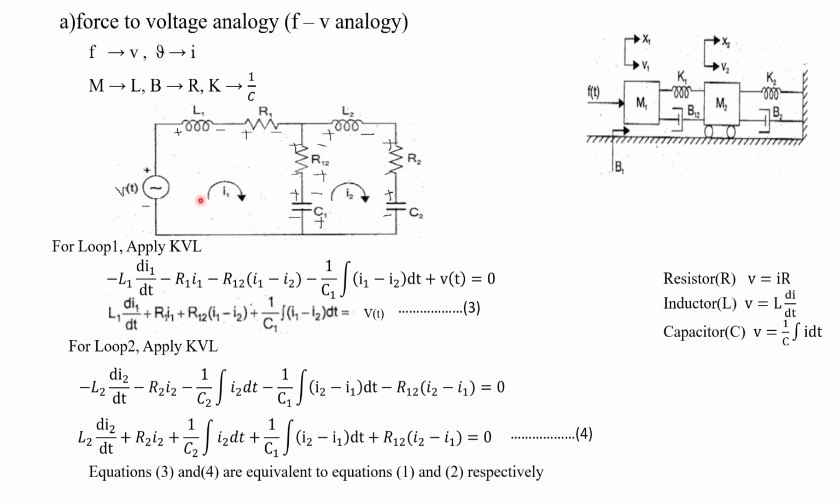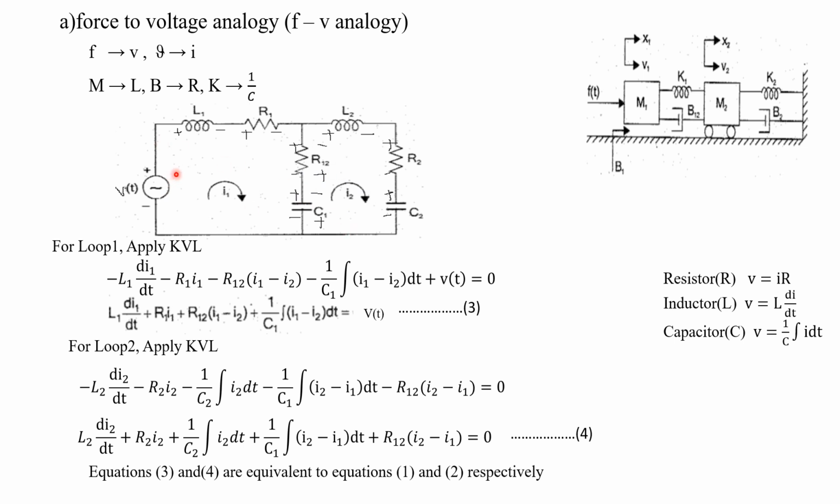Now after drawing each and every element, we have to represent the direction of current. Always we can represent the current in the clockwise direction, I1 as well as I2. Suppose we have 3 loops, we have to represent 3 currents, one for each loop: I1, I2 as well as I3. We can also represent the direction of current in the opposite direction, but while writing the expression, we have to consider the polarity in such a way that it matches the direction of current flow.